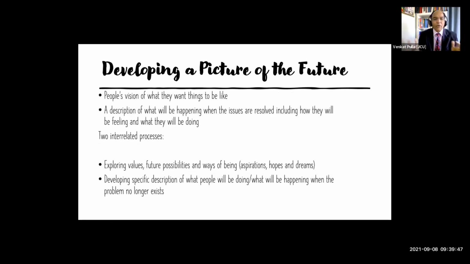Now, so how do we develop this? So the way we work with this is we develop a vision of what they want it to be like. We are thinking about the future. We're not talking about the deficit. We're not talking about the problem. A description of what will be happening when the issues are resolved is more important for us than what is happening right now. So what are the two interrelated processes that we are going to do? One, we explore the values, we look at the future possibilities, and we look at the ways of being, that is aspirations, hopes, and dreams. So we develop specific description of what people will be doing and what will be happening when the problem no longer exists. So that's the picture.